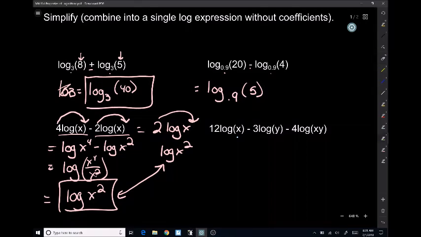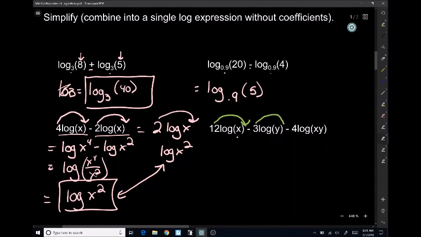So 12 comes up as a power, 3 comes up as a power. If you wanted to pull up negative 3 as a power and make this addition, you could. I just don't tend to do that. So this becomes the log of x to the 12th minus the log of y to the 3rd minus the log of x to the 4th, y to the 4th. Both of those things are brought to the 4th power. Now, this subtraction makes division. This subtraction also makes division.